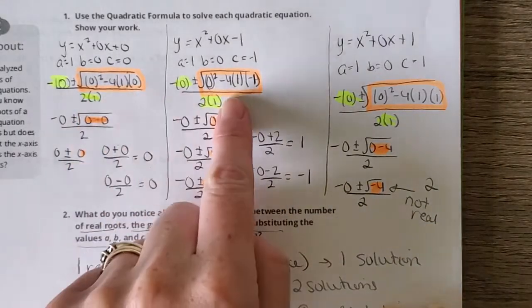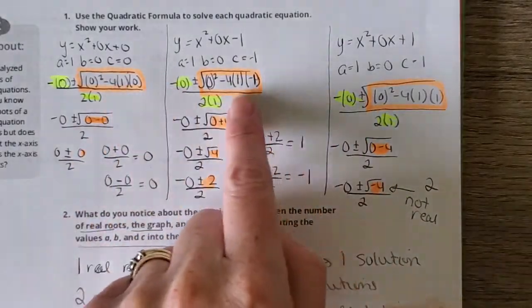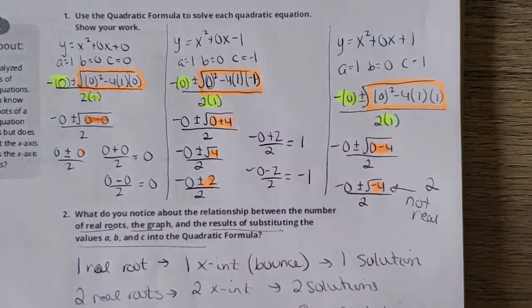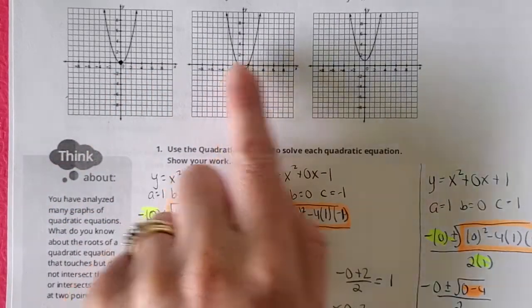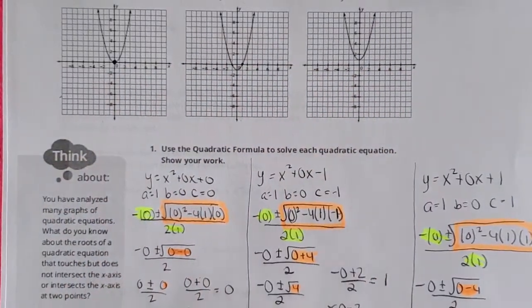So the part under the radical sign determines what the outcome is going to be. Are we going to have a bounce? Or are we going to have two x-intercepts? Or are we going to have no x-intercepts?